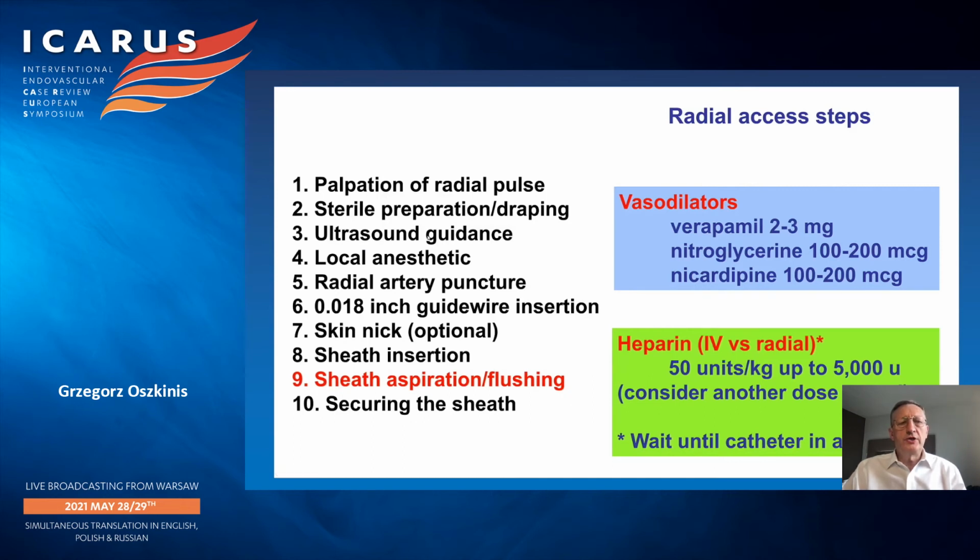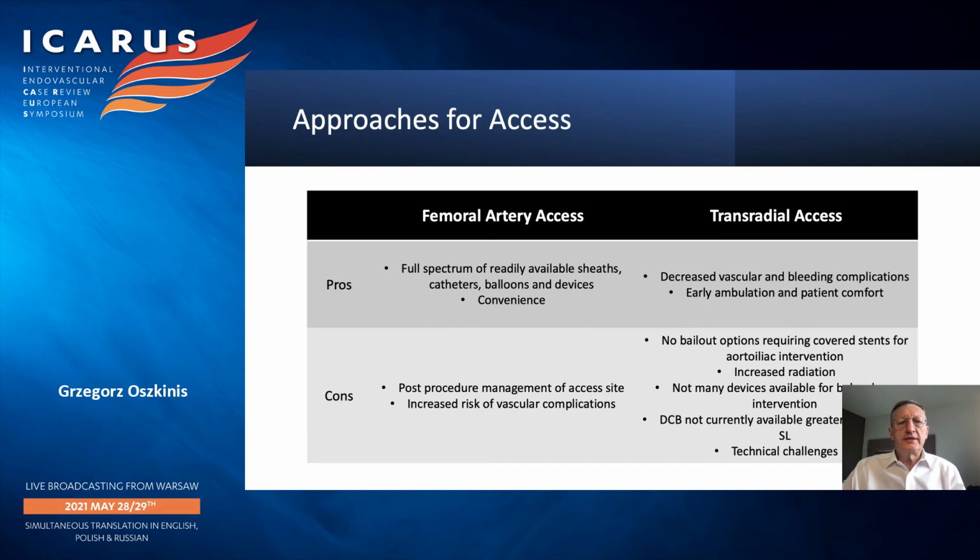We always use vasodilators because in many cases there is a spasm of radial artery. Some of the colleagues are waiting for the spasm. We think that from the beginning is better. In all the cases, we use heparin 5,000 units. Of course, there are some pros and cons to transradial access.